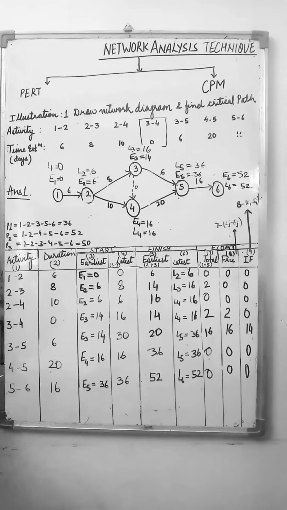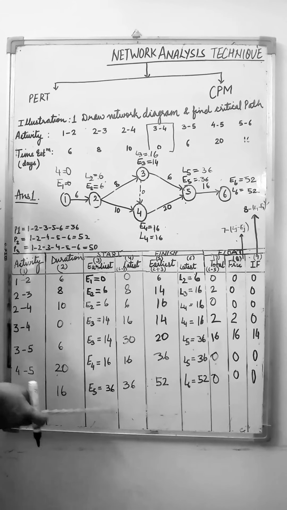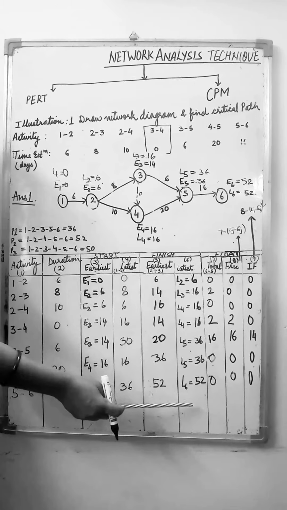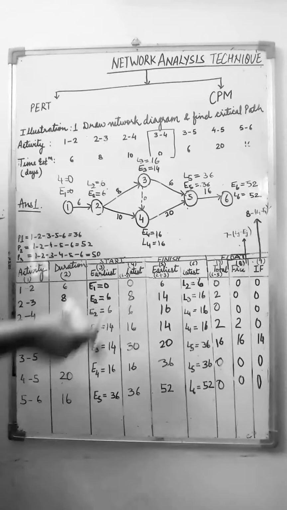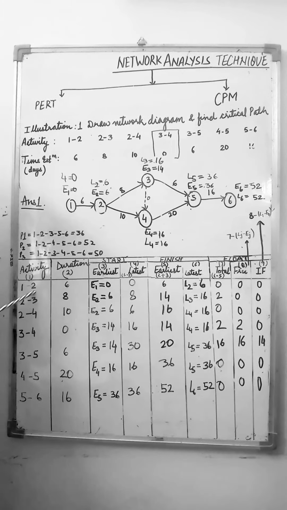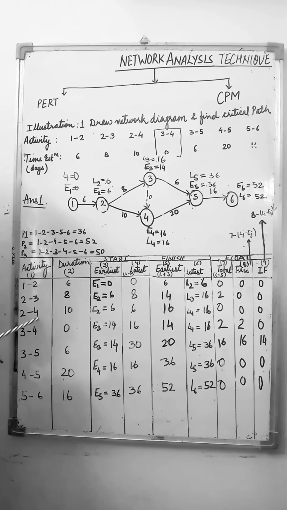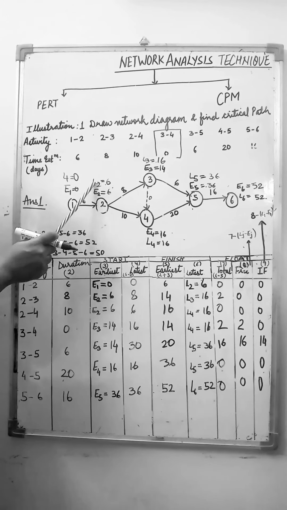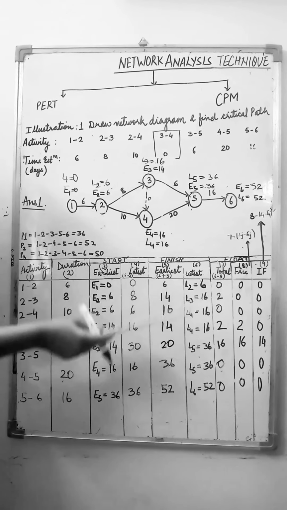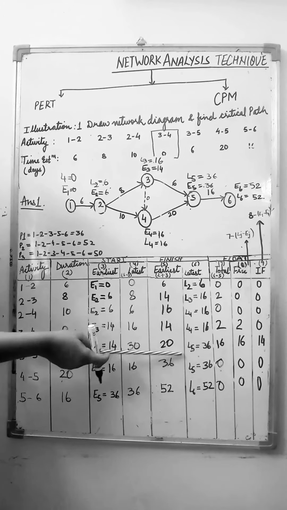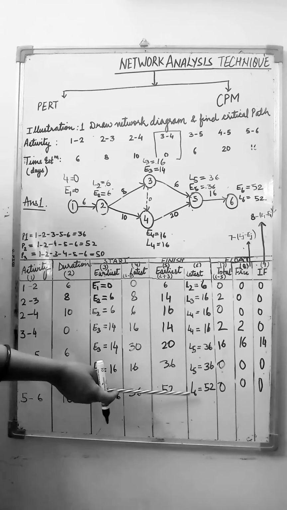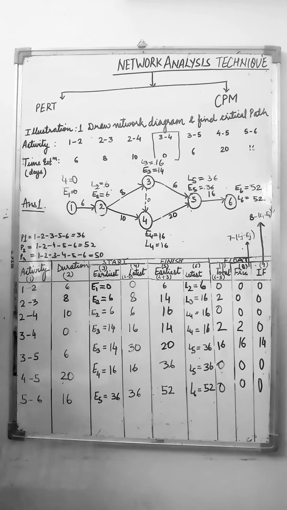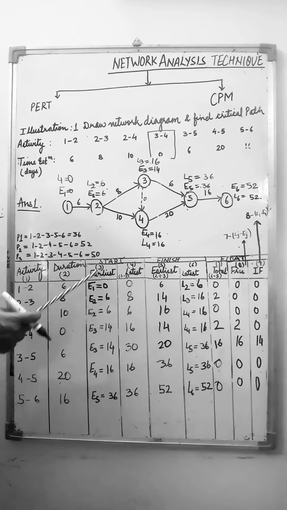Then you have to calculate the value of the sixth column, not the fourth and fifth. The sixth column is latest finish. It means L2, L3, L4, L4, L5, L5 and L6 values. L2 is 6, L3 is 16, L4 is 16, L5 is 36, L6 is 52. So you have to calculate these values. First you calculate the third column and then the sixth column.